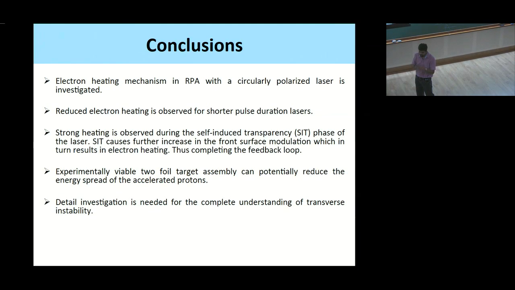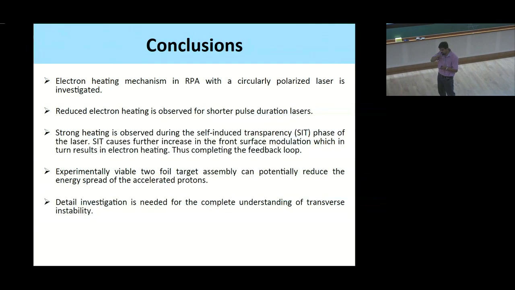No, it's not about the leading or the trailing edge. Basically, at least in my case, I have a large A naught, so I start accelerating very soon. But if I just keep on accelerating, then at some point the surface modulations are strong enough that the laser actually goes through it. So before that, I want to put in another target so that the whole laser is reflected. Yeah, that's right.